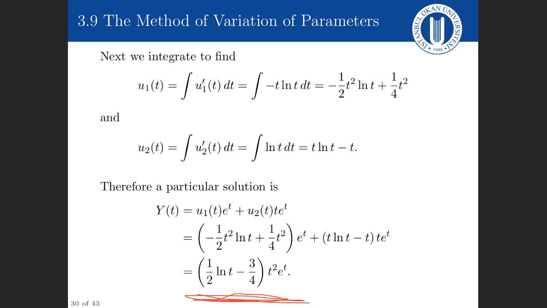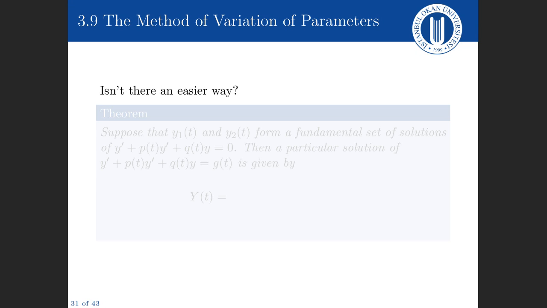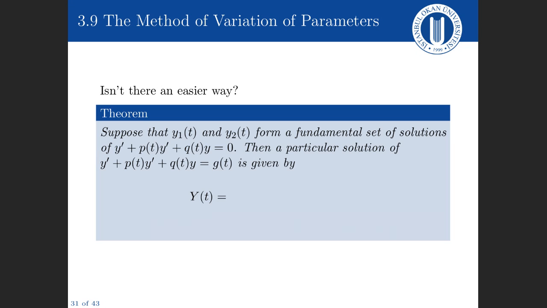And this is the idea behind the method of variation of parameters. That's the theory, that's how it works, but you're probably asking yourself, isn't there an easier way to do this? And the answer is yes. We have a theorem with a nice formula.